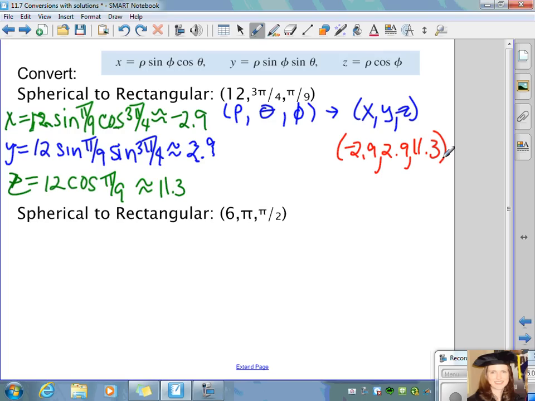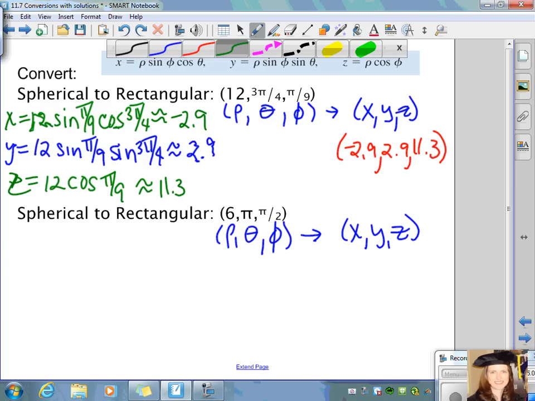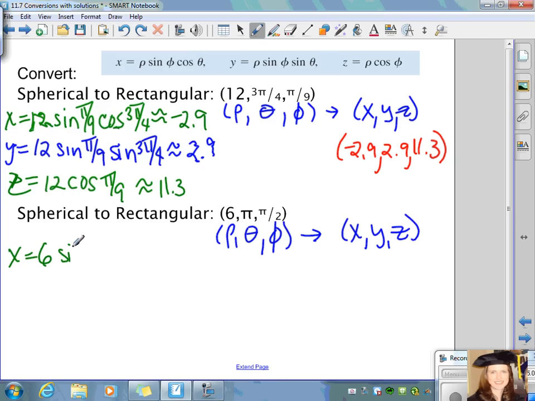Okay, for this, the bottom one on this slide, we want to convert the spherical point to the rectangular. Again, we're given the spherical in terms of rho, theta, and phi, and we want to convert it to x, y, z. Using the conversion equations, x equals rho sine phi cosine theta. It's going to be x equals 6 sine of pi over 2 times the cosine of pi. When you work that out, you can find that x is equal to negative 6.